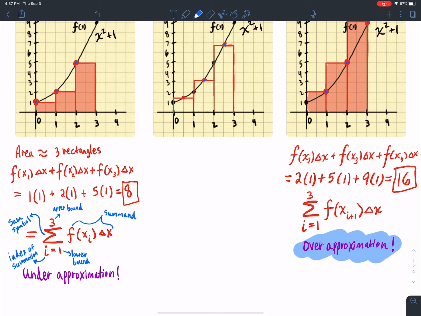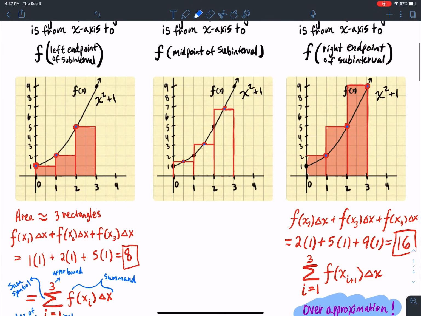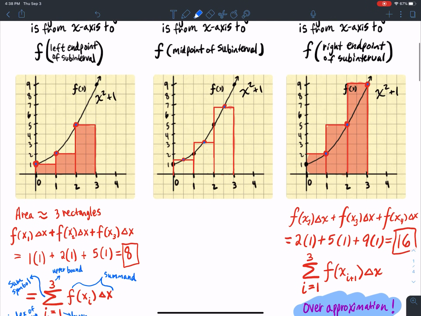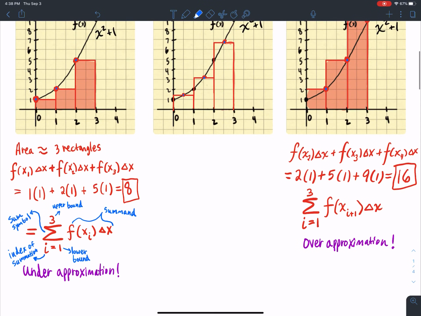Once again, this is an over approximation. For the right-hand rule, if you have a function that's increasing on an interval and you use the right-hand rule, then you will always end up getting an over approximation of what the true area should be. As you can see there, it gives you an over approximation. Now, that was an over approximation. This was an under approximation.